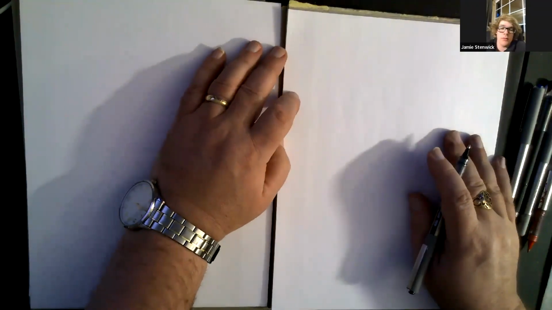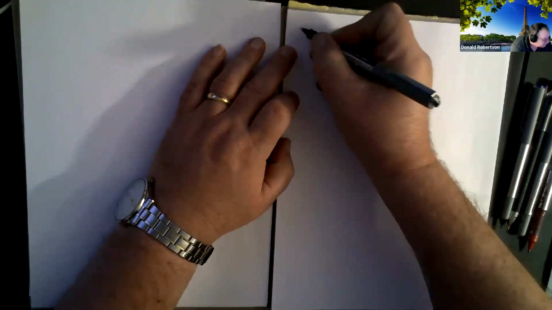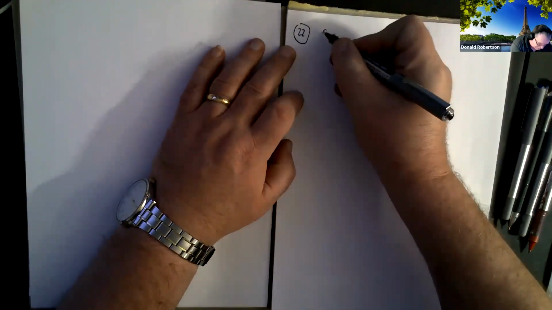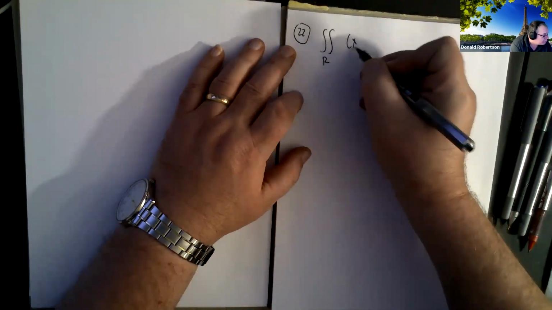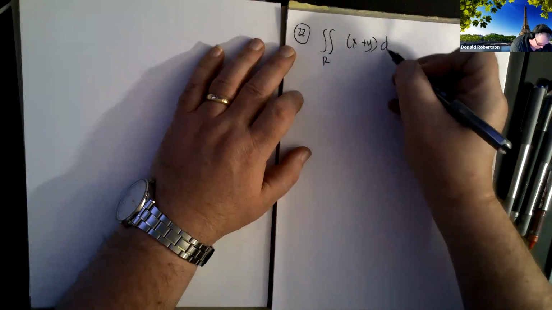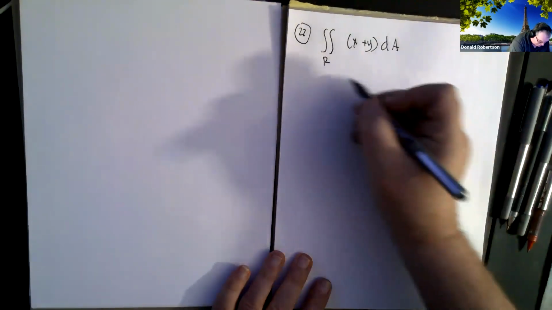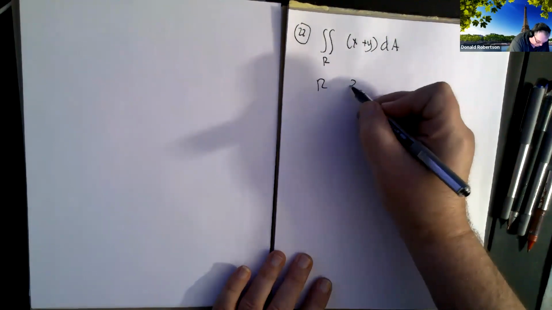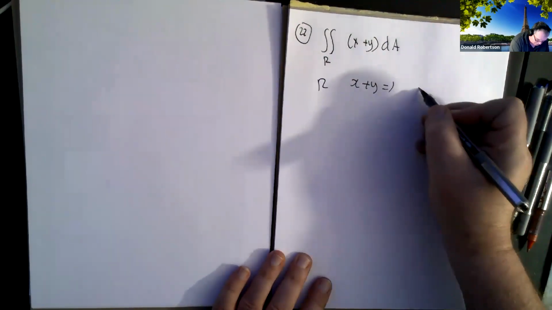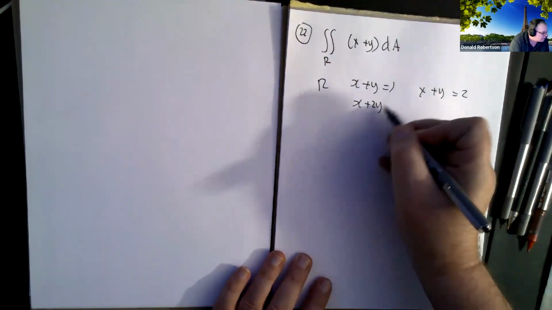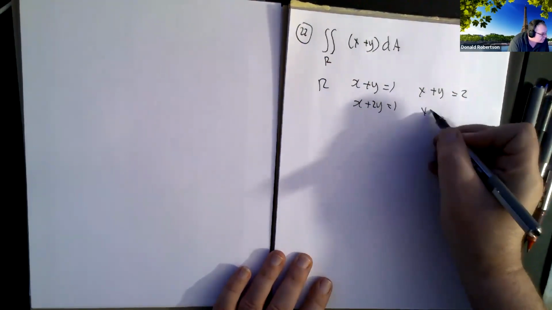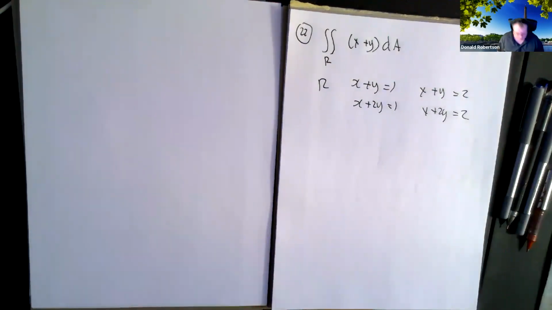Yes. Okay, let's do that one. Okay, so question 22, we're being asked to do a double integral with a change of variables. So we're going to use Jacobians, obviously. And the region R is described as x plus y equals 1, x plus y equals 2, x plus 2y equals 1, and x plus 2y equals 2.